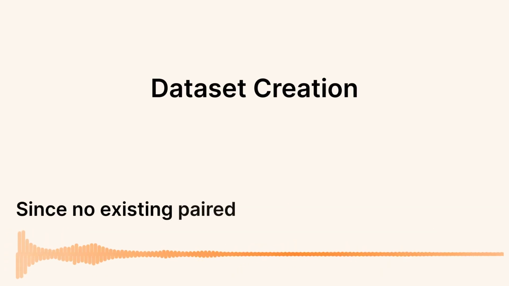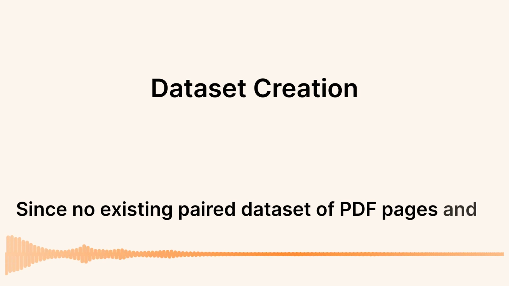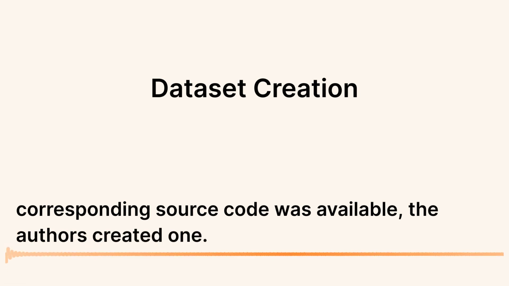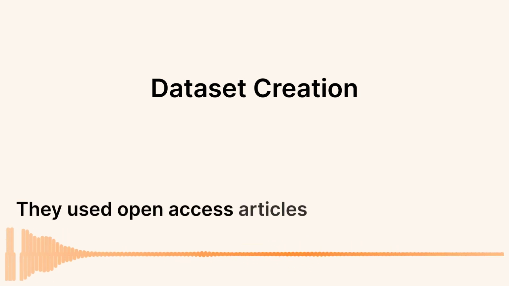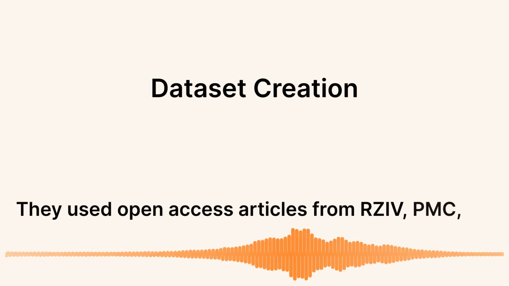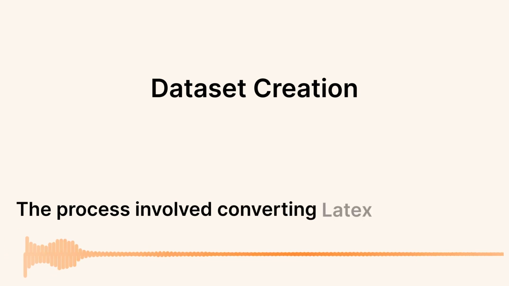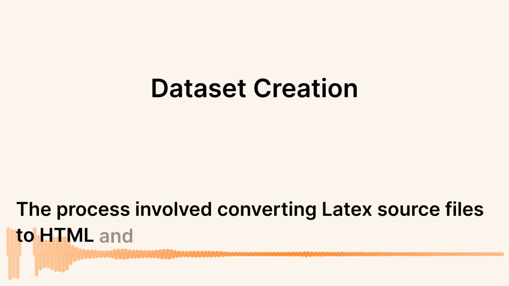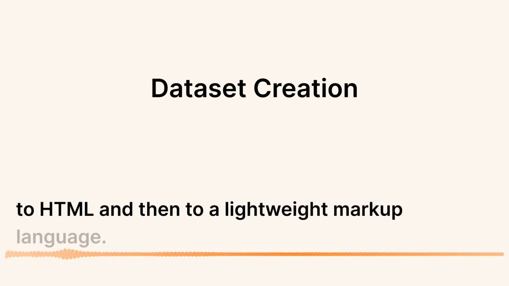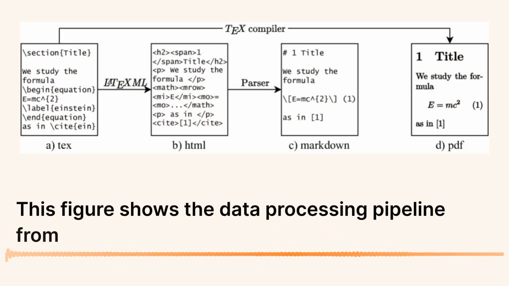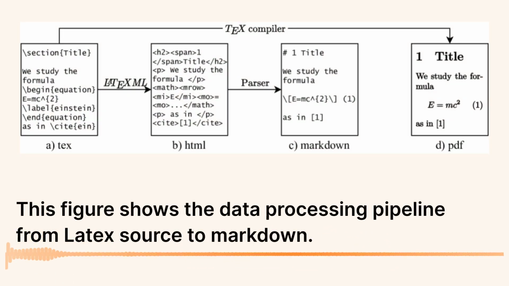Since no existing paired dataset of PDF pages and corresponding source code was available, the authors created one. They used open access articles from Arxiv, PMC, and IDL datasets. The process involved converting LaTeX source files to HTML and then to a lightweight markup language. This figure shows the data processing pipeline from LaTeX source to Markdown.